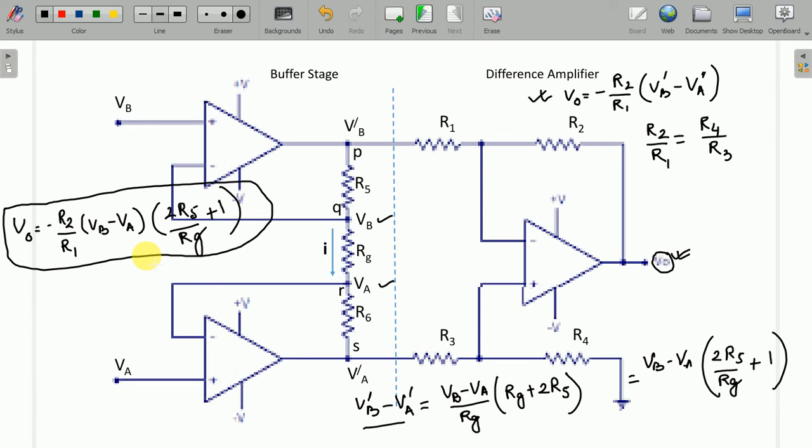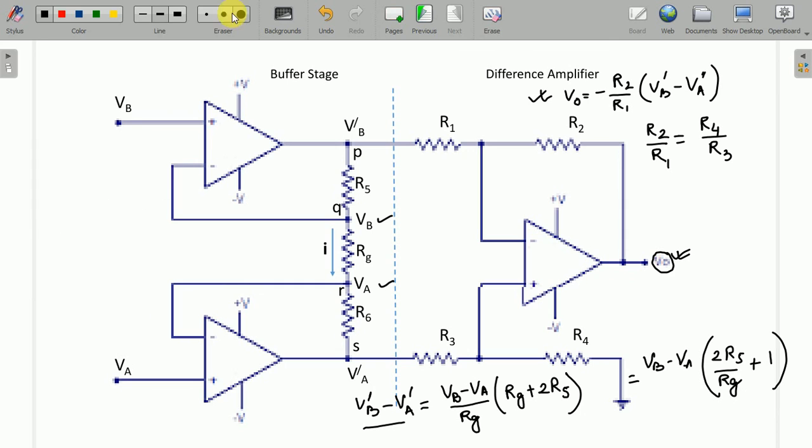Now, from here we cannot tell anything about the common mode signal. This is the signal, but you can see VB minus VA. This term is very, very important. Now, if a common mode signal VM appears across VB and VA, note down this equation: minus R2 by R1, VB minus VA, times 2R5 by RG plus 1. I am removing this. Now, what was our job actually? We need to remove the common mode signal and amplify the difference signal.